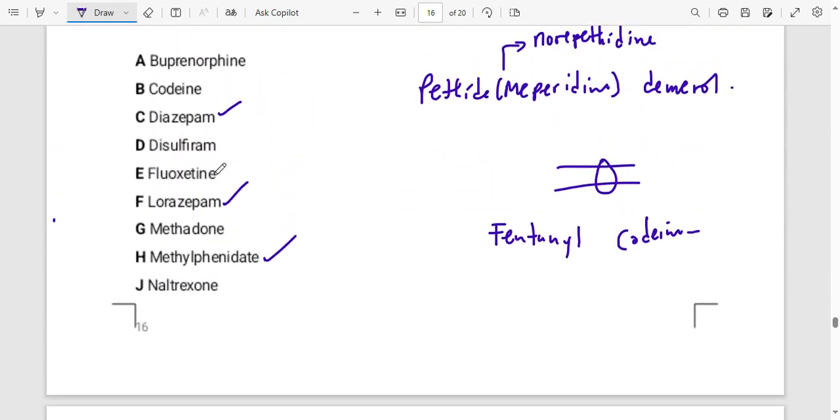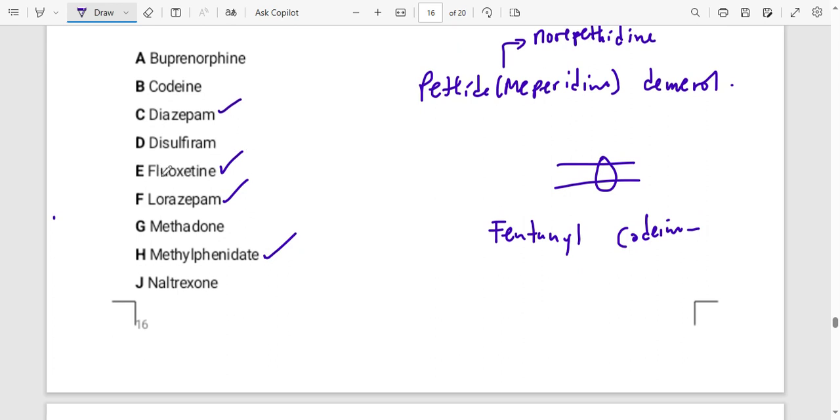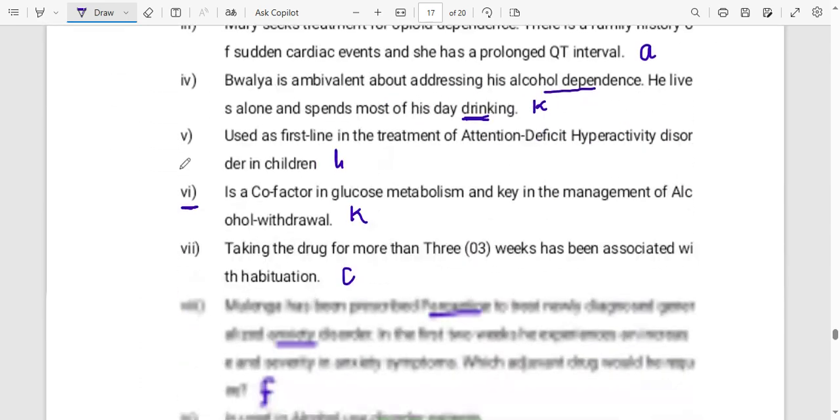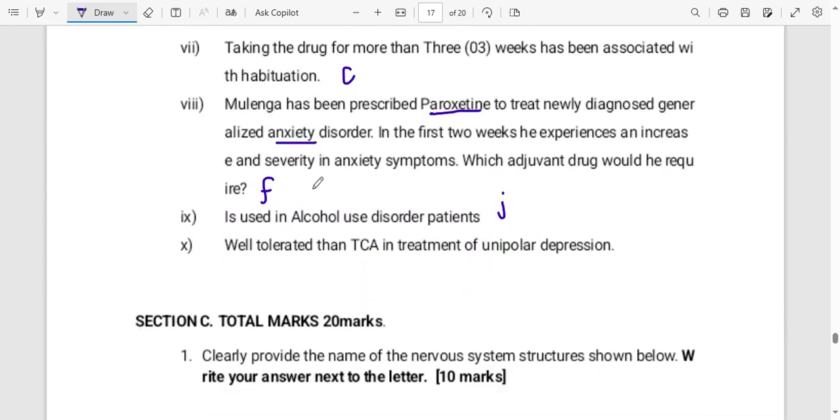So you can see this guy, fluoxetine. This should be an SSRI. These guys are better than tricyclic antidepressants. You know these guys have got a lot of side effects. So we can get E there.